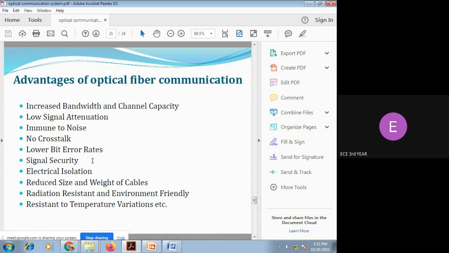The major advantages are high speed, high bandwidth, low signal attenuation, no crosstalk, and signal security. These are the main five advantages of the optical communication system. It is also used for long distance communication, with speeds up to terabytes.